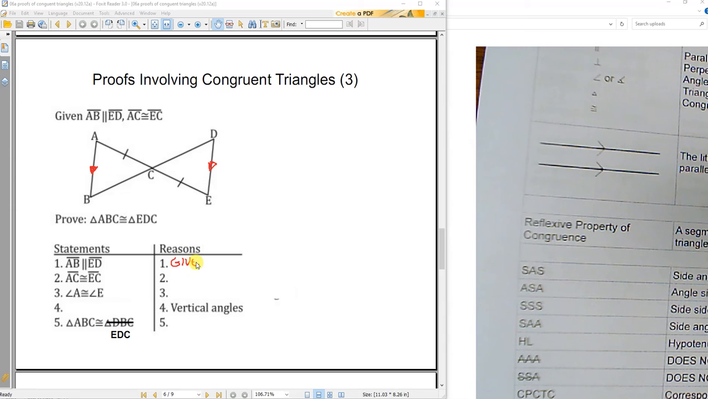Segment AC is congruent to EC. So this was the given. I used that AC, EC. This guy is congruent to this guy. How do I know? That was given to me. Angle A is congruent to angle E. Well, that's because those are alternate interior angles. Remember, when I have two parallel lines cut by a transversal, alternate interior angles are congruent.